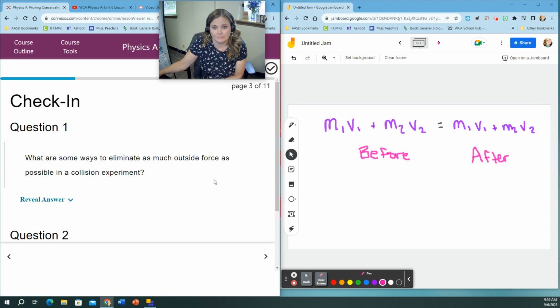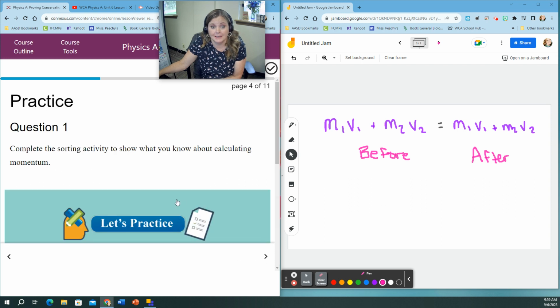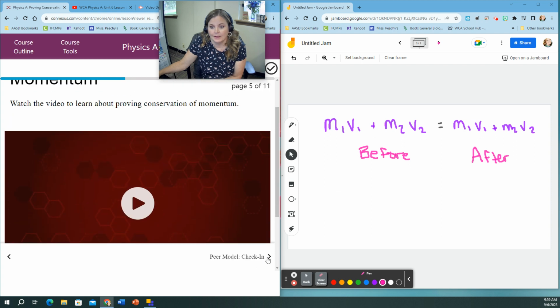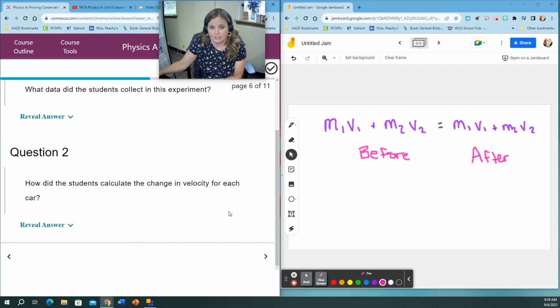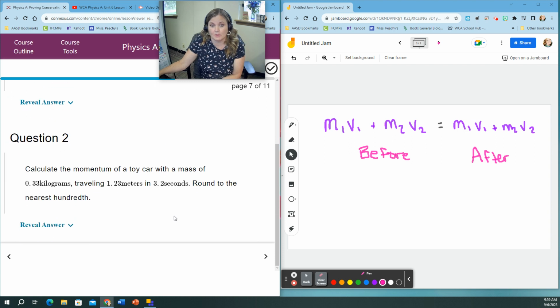What are some ways to eliminate as much outside force as possible? Think about how do we mitigate that, right? How can you calculate whether momentum was conserved before and after a collision? Just did that. You're going to do a little activity as well, and you're going to watch a short video. Have a few questions on that video. There's going to be a couple practice problems for you, so if you have questions on those, please let me know, but I do want you to try to practice them.